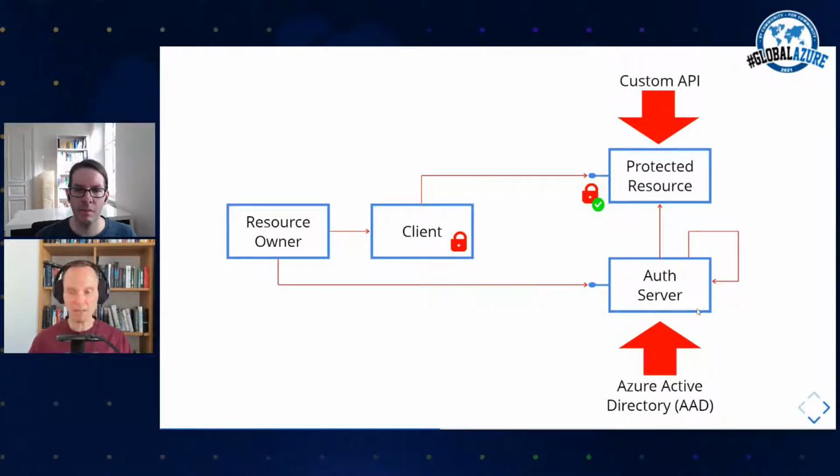So a company who owns a certain Azure Active Directory creates a protected resource, a custom API, for internal purposes. So it owns the Azure Active Directory tenant, it owns the API, and only resource owners belonging or being guests of the Azure Active Directory are allowed to access the protected resource.